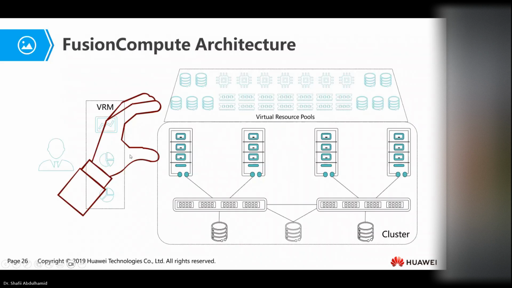FusionCompute works on the idea of resource pooling. So we have virtual resources, that's basically your CPU resources, your memory resources, and your input-output resources. They are stationed in one place, and we have what is called the virtual resource manager, VRM. The VRM is Huawei's virtual resource manager that manages these resources. And then we have a cluster of hardware. All the resources are residing on the hardware, and the VRM is the one that manages these resources based on request.